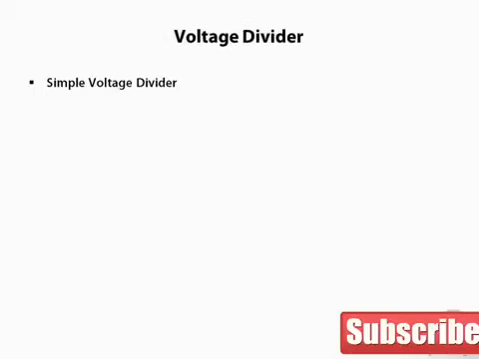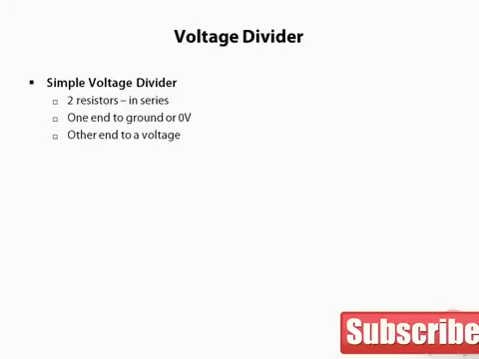A voltage divider, in its simplest form, consists of 2 resistors connected in series, one end connected to ground, and the other end connected to a voltage. We can see this in the following circuit diagram. As we can see, it is a very simple circuit, very inexpensive to build, just 2 resistors connected in series. The equation for calculating the output voltage in terms of the input voltage is Vout equals Vin times resistance A divided by the total resistance, which in our diagram is resistance A plus resistance B.